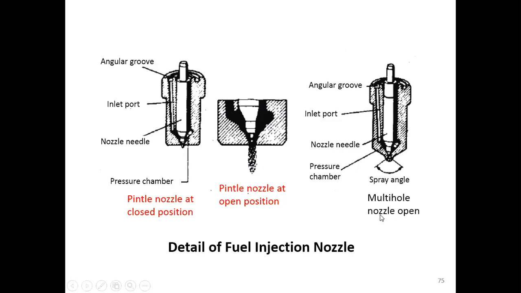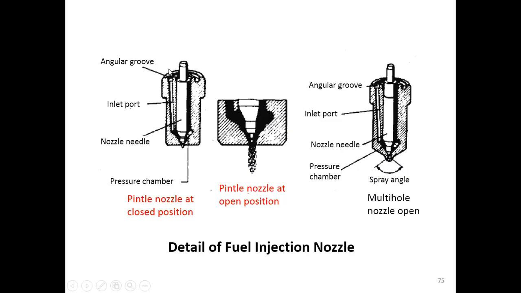When you have a multi-hole nozzle, you get a spray of fuel. That's why you have the spray angle. It comes out because you have several holes on the nozzle. But for the pintle nozzle, you don't see the spray angle because there is only one hole.